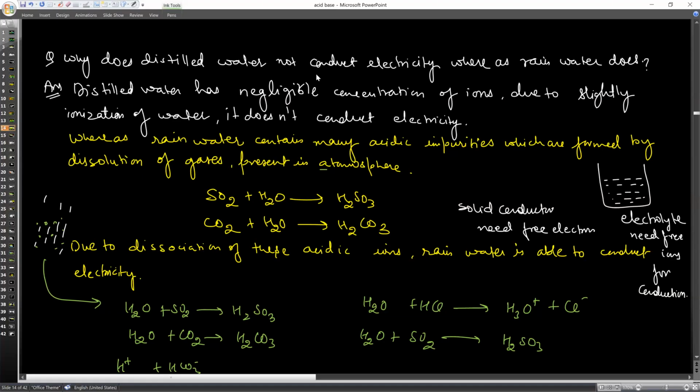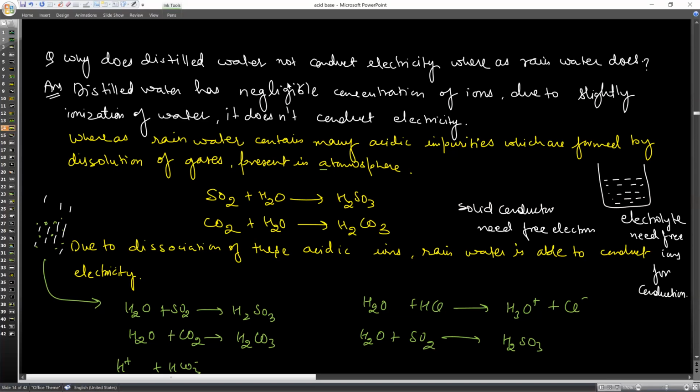Water does dissociate into H plus and OH negative ions, but this dissociation is not strong enough to conduct electricity. So we need a high concentration of ions. When we add acid to pure water, it starts conducting electricity.